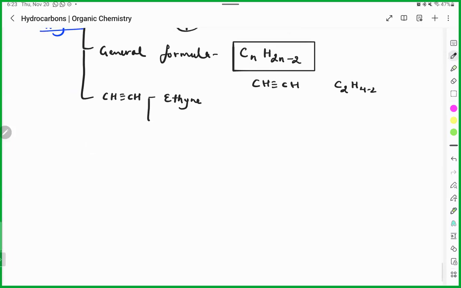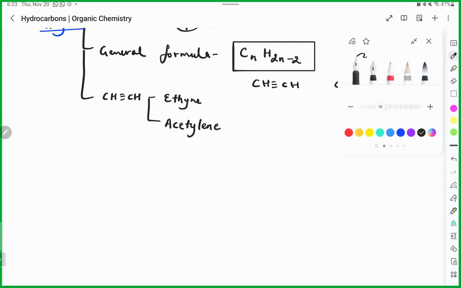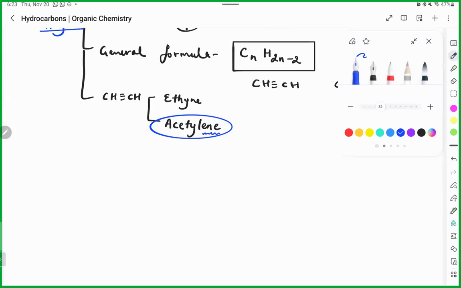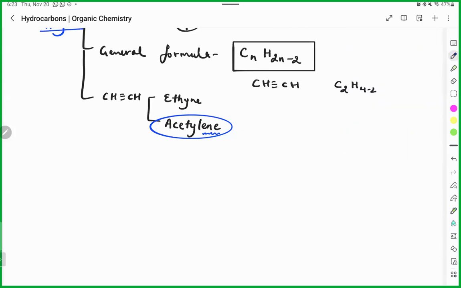What is another name of this ethyne? Acetylene. Remember, when you see ene in the end, you feel that this is alkene, but no, acetylene is alkyne. Okay. What is the use of this acetylene? It is used in arc welding. How is this used in arc welding? Because we form oxyacetylene flame.